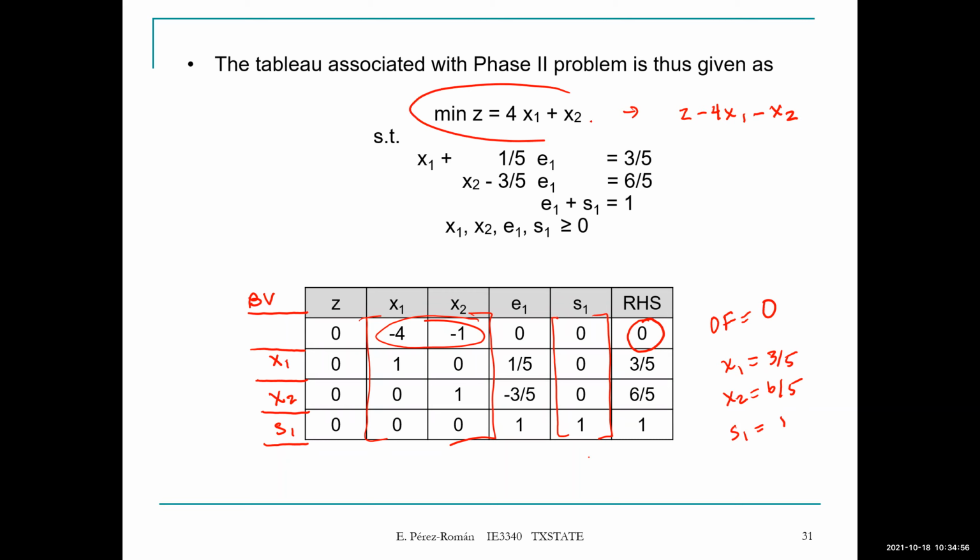But that's not consistent with this. The objective function value is 4x1 plus x2. If we substitute those current values here, you'll see that that is not equal to 0. So what this means is we have to make these two consistent with the identity matrix. We have to make this equal to 0 in order to solve the second phase, before we attempt to solve phase 2. So how do you make this equal to 0 and this equal to 0? You perform the elementary row operations.